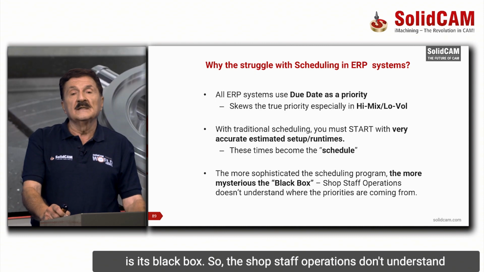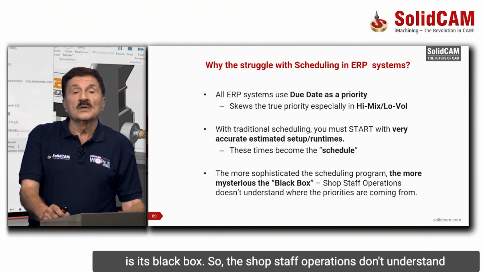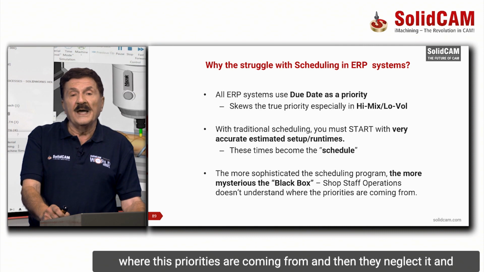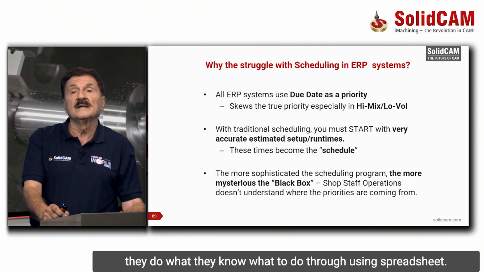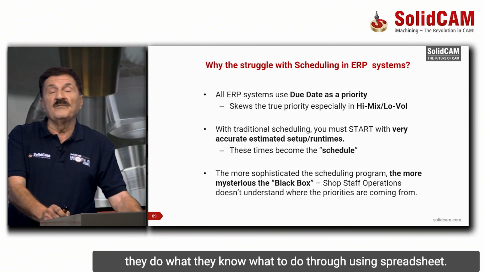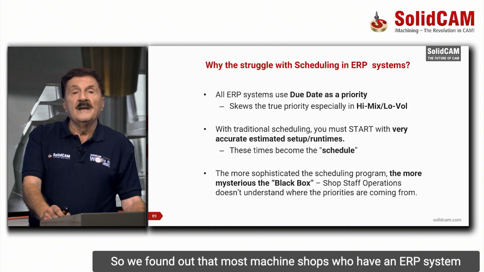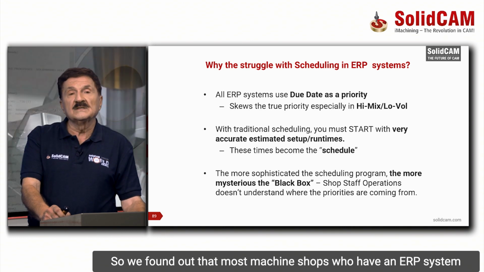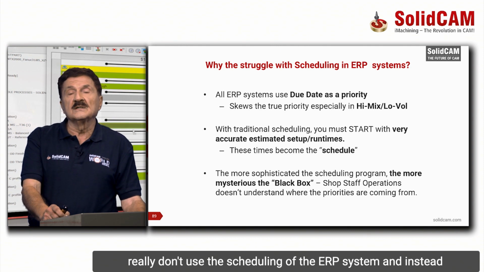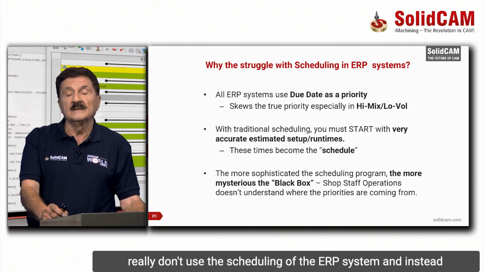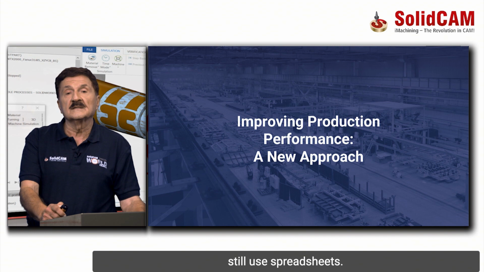So the shop staff and operations don't understand where these priorities are coming from. And then they neglect it and do what they know how to do, using spreadsheets. So what we found out is that most machine shops that have an ERP system really don't use the scheduling of the ERP system and instead still use spreadsheets.